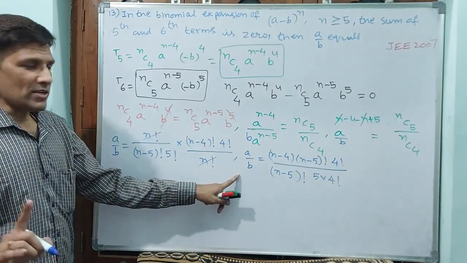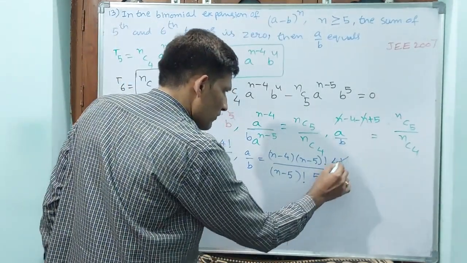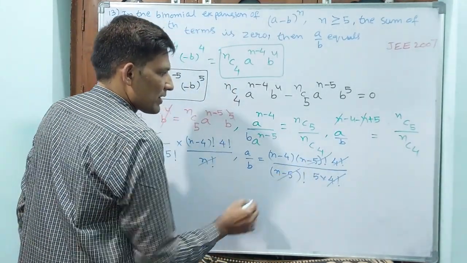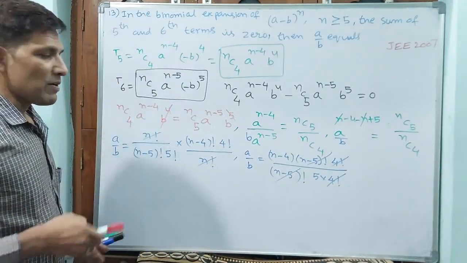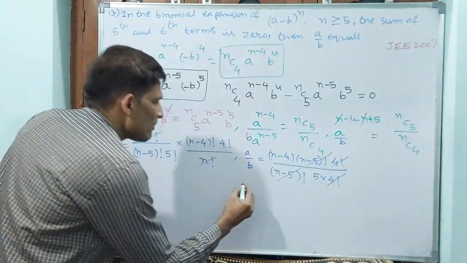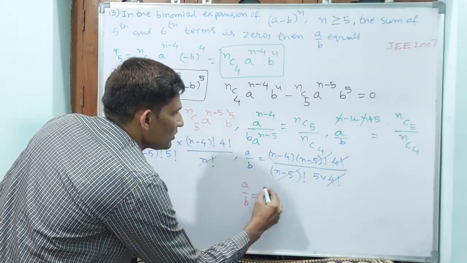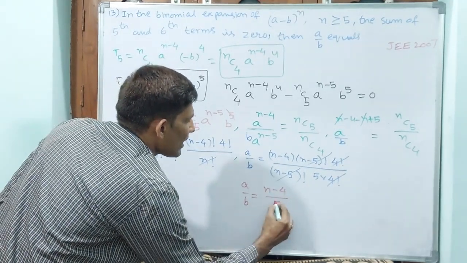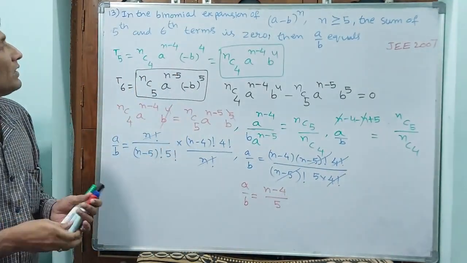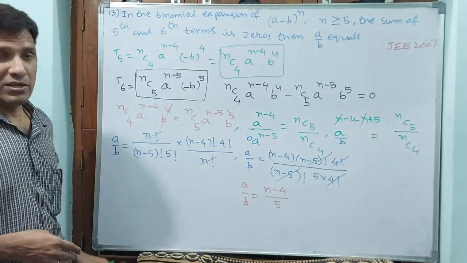Now a by b, don't touch anything. See, 4 factorial and n minus 5 factorial cancel out. Now you tell me what will be the a by b value. a by b is equal to n minus 4 by 5. Okay. This is the answer for this question. This is a JEE question.